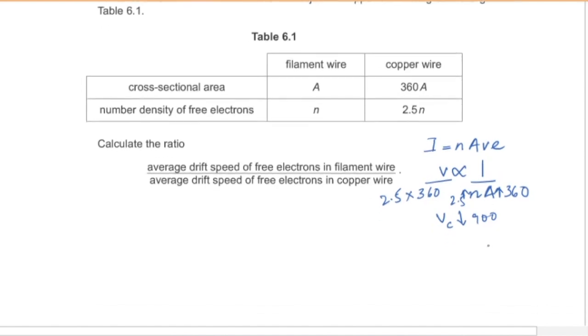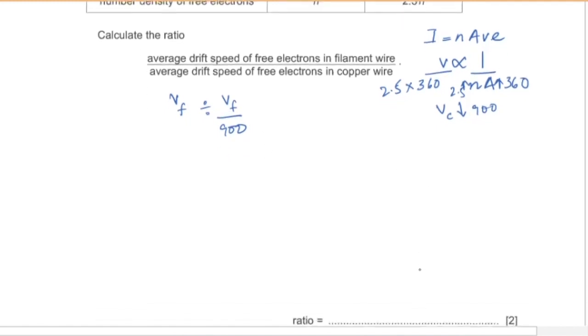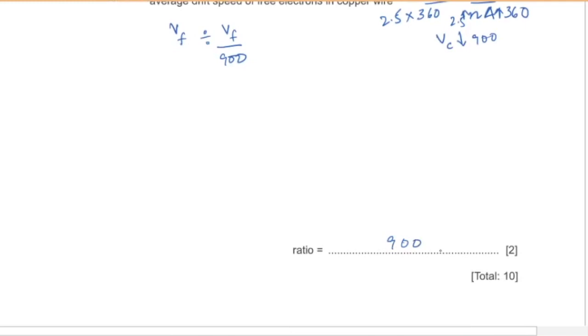So the average drift speed of free electrons in filament wire is VF, and the average drift speed of free electrons in copper wire decreases by 900 times. So this is going to be equal to VF by 900. So VF divided by VF by 900, this is going to be a ratio of 900.